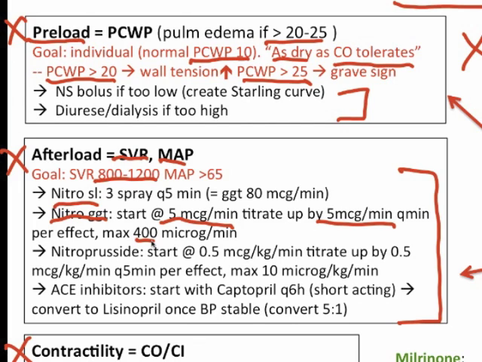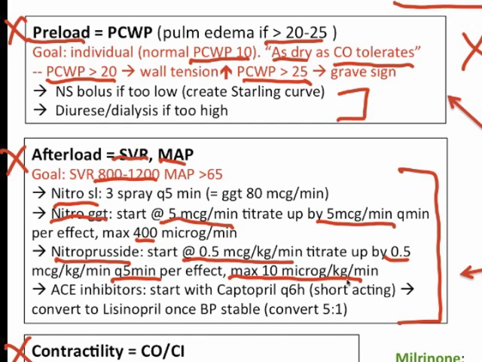In a patient with hypertensive crisis, we use even a more potent medication called nitroprusside. And similar to the nitro, you're going to start at 0.5 microgram per kilogram per minute and titrate that up by 0.5 every 5 minutes per effect. Maximum is 10 micrograms per kilogram per minute. Remember, from your step 1, cyanide toxicity, this is why. Okay, so you don't want to escalate your doses too much.